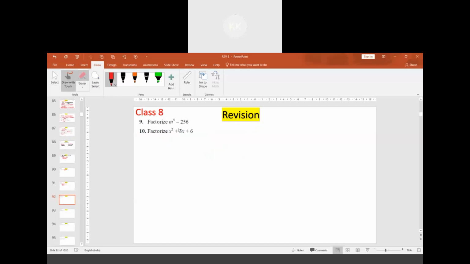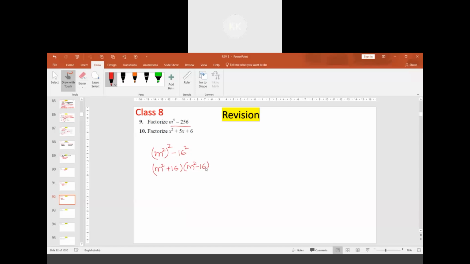Yeah, this is an important question. We have solved it. Once again, if you want, I'll explain. This can be written as (m square) whole square minus 16 square. So it is m square plus 16 multiplied by m square minus 16.